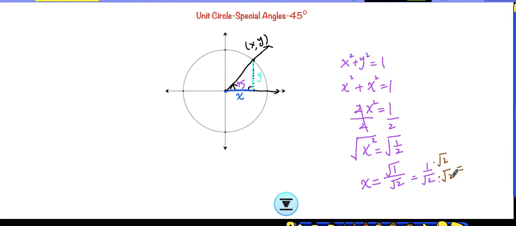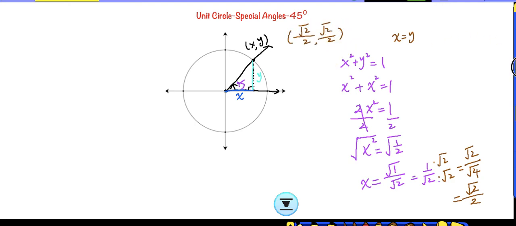Radical 2 times radical 2 is going to be the square root of 4. 1 times this is always the same as that. So the square root of 4 is 2. So x is square root 2 over 2. That means y will be the same thing because we know x equals y for this case. So that's why the coordinate is this.